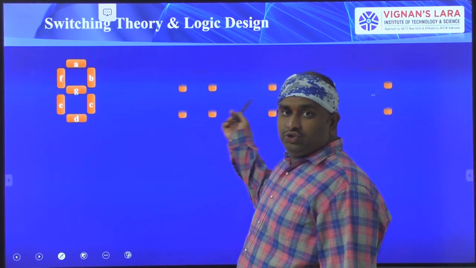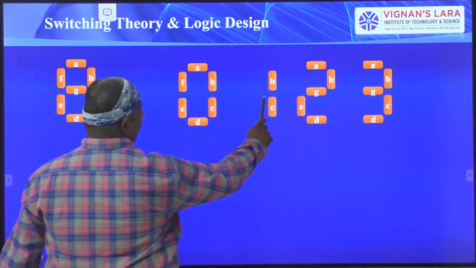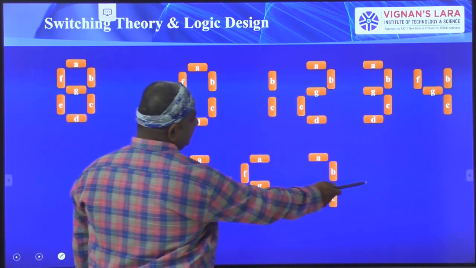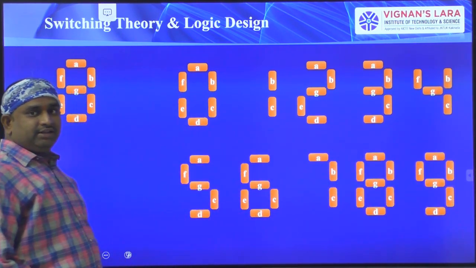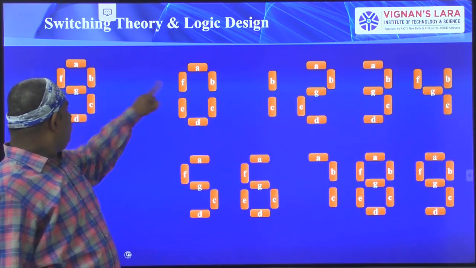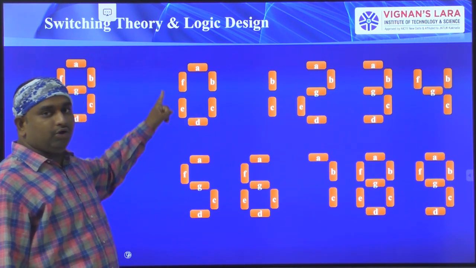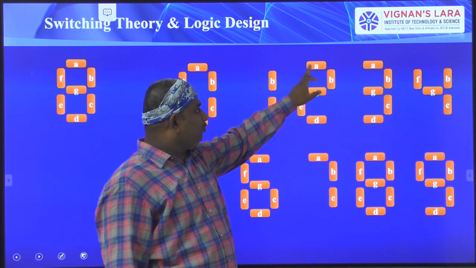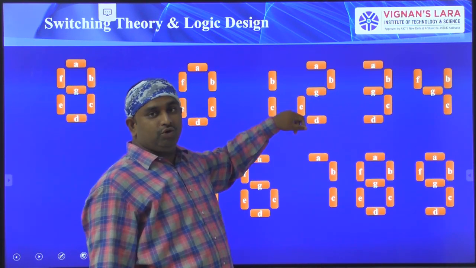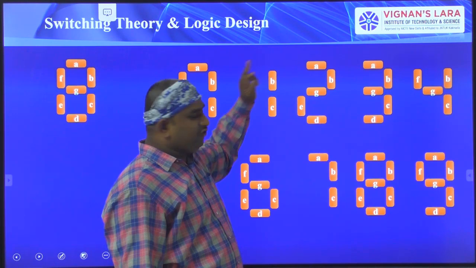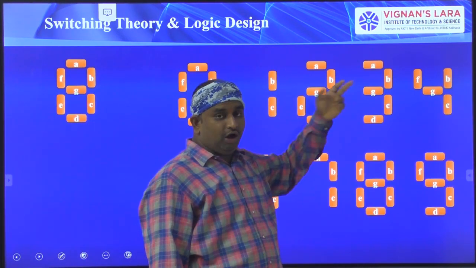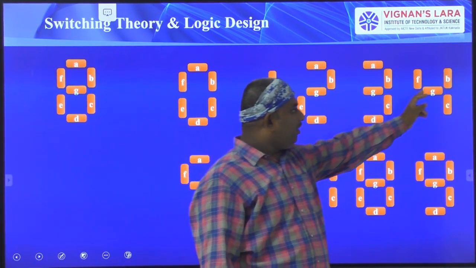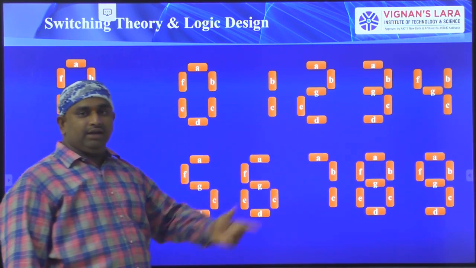Now I am writing 0 to 9: first 0, 1, 2, 3, 4 and 5, 6, 7, 8, 9. These are the generalized representations. For 0, only G is going to be off and all the remaining are on. For 1, only B and C are on, and the remaining are off. For 2, A, B, G, E, D are going to be on, and C and F are switched off. For 3, A, B, C, D and G are on, and E, F are off. And then 4, 5, 6, 7, 8, 9.